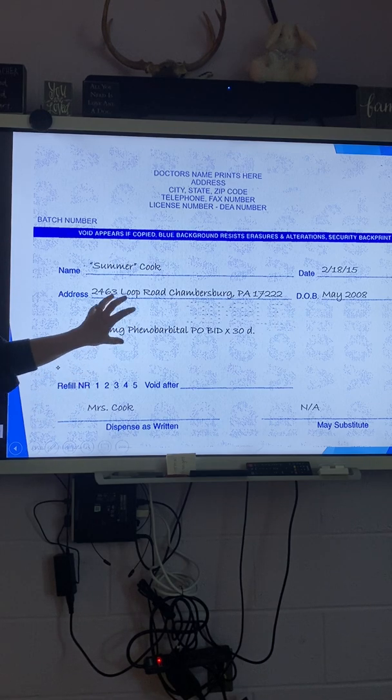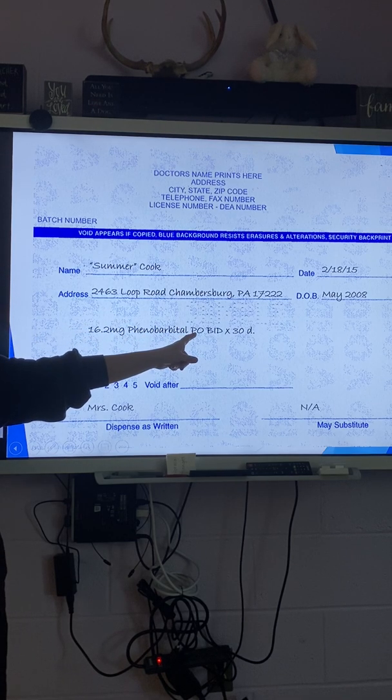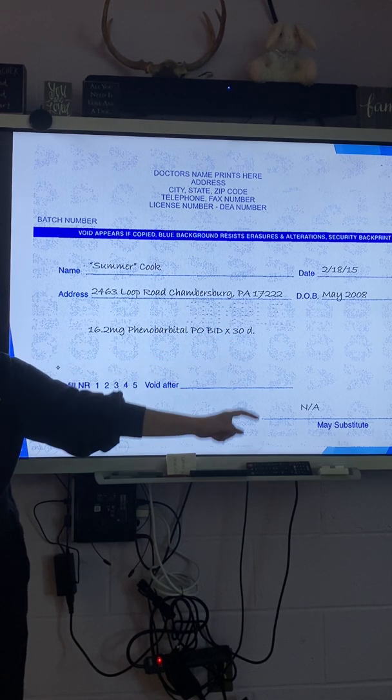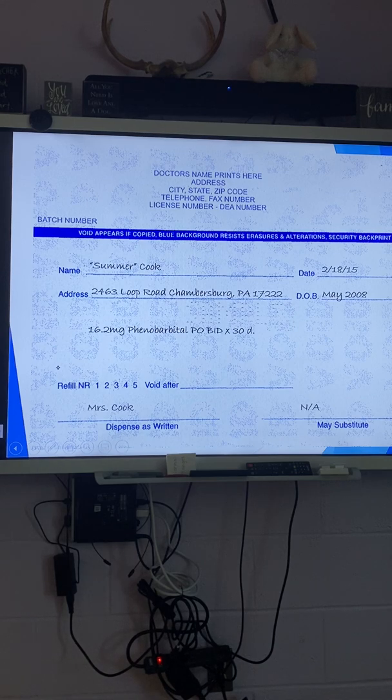So, 1 phenobarb tablet, PO, what's that? By mouth. BID, twice a day for how many days? Okay, go ahead and do the math. You can either write down the directions or do it in your head. I want to at least see the math that you came up with.